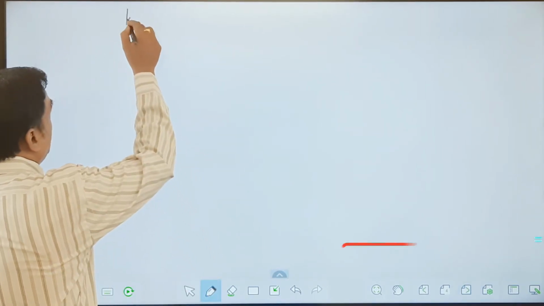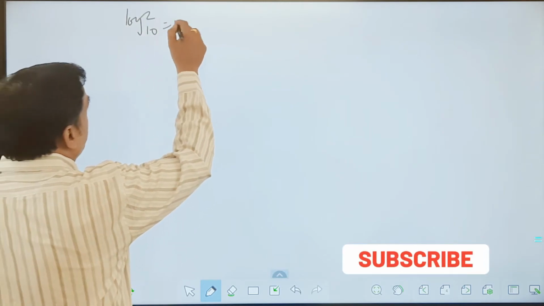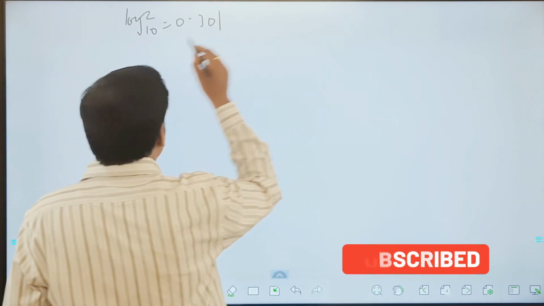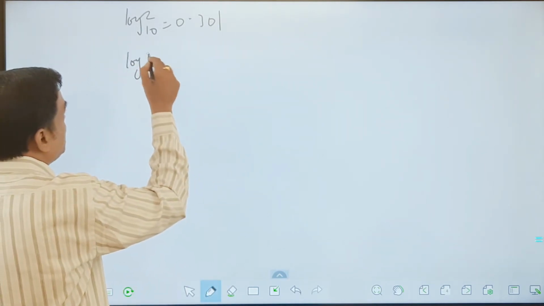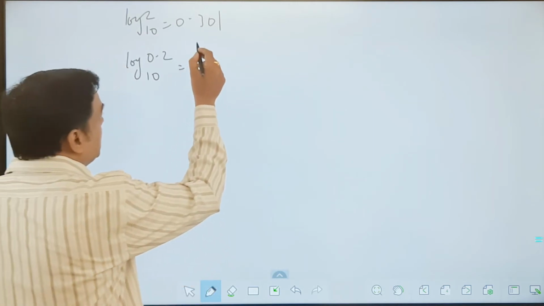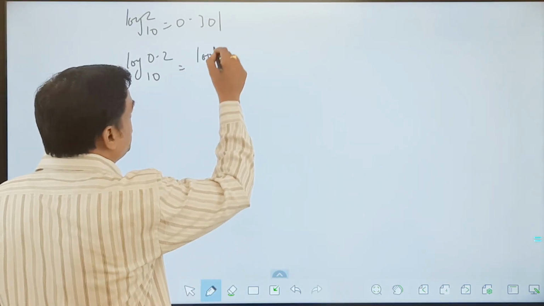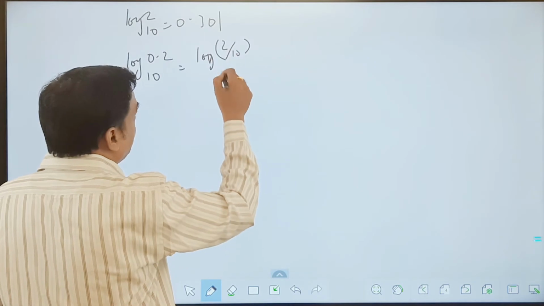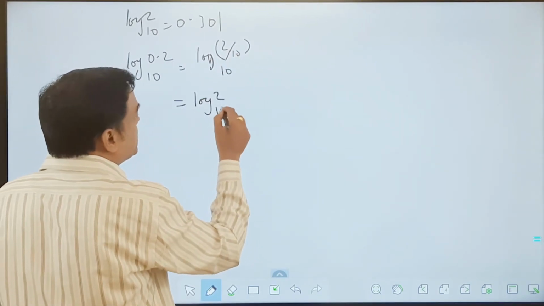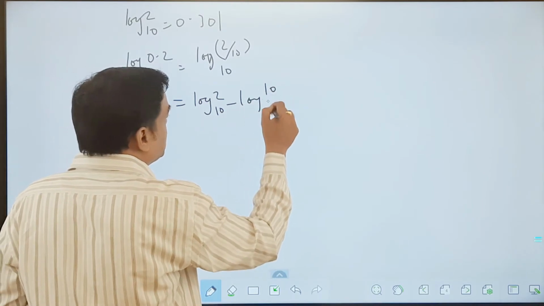As I said, log 2 base 10 is going to be 0.3010, and what can be log 0.2 base 10 then? Okay, so let us prove this. This is going to be log 2 upon 10 base 10, and next step I can write this as log 2 base 10 minus log 10 base 10.